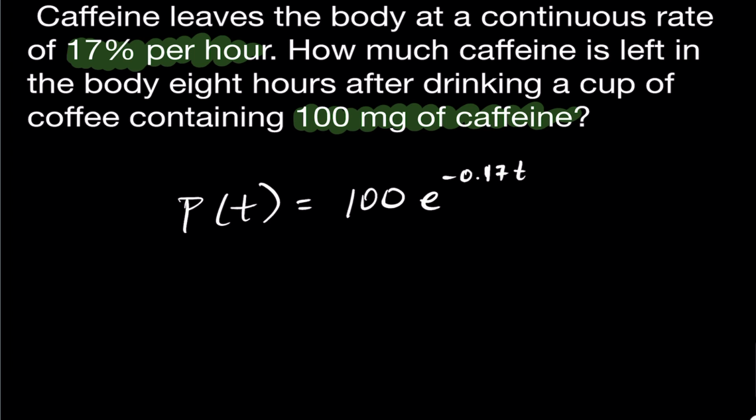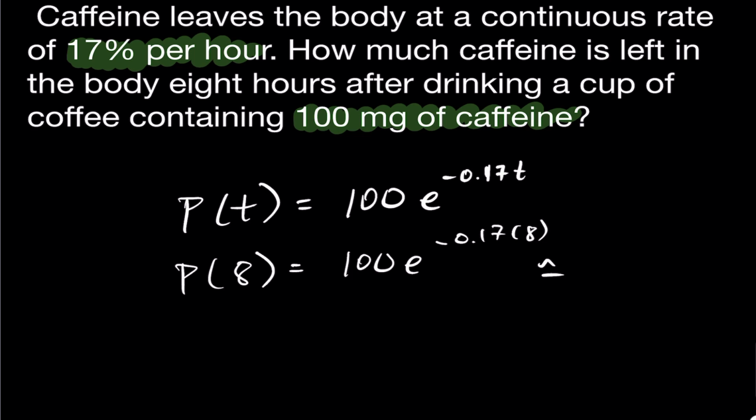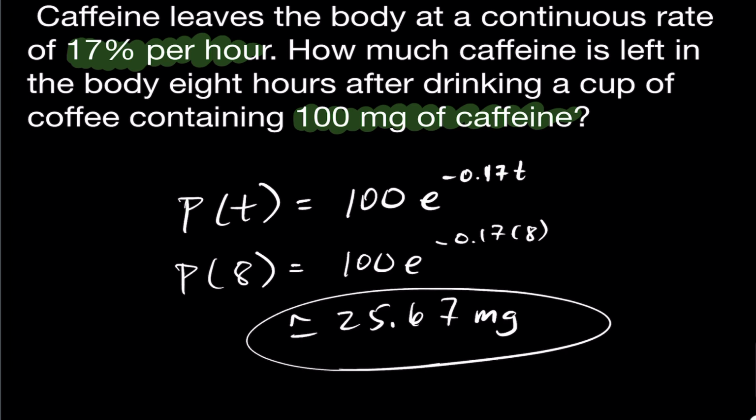So in this question, they want you to assess this after 8 hours. So therefore, since t is measured in hours, we're going to evaluate this at 8. This will be 100e to the negative 0.17 times 8. Calculating this, we get an approximate value of 25.67 milligrams.